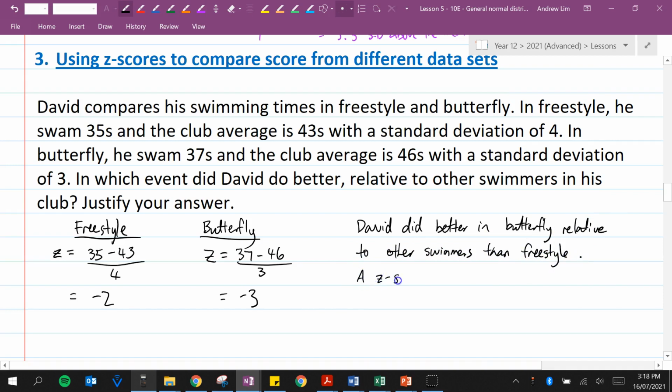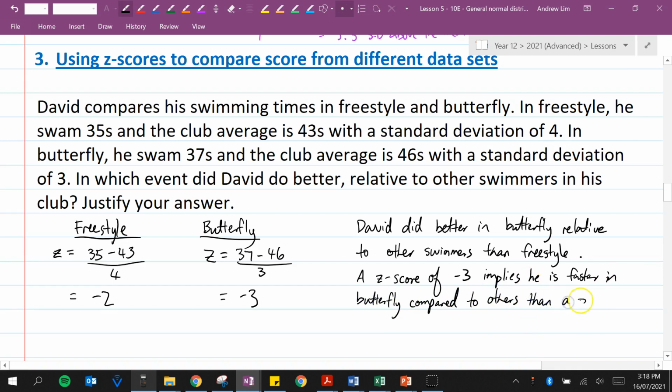A Z-score of -3 implies he is faster in butterfly compared to others than a Z-score of -2 for freestyle.